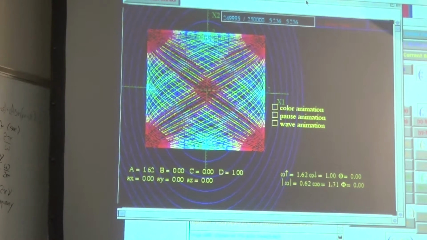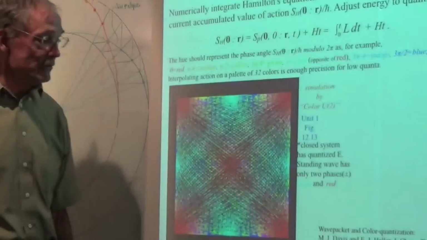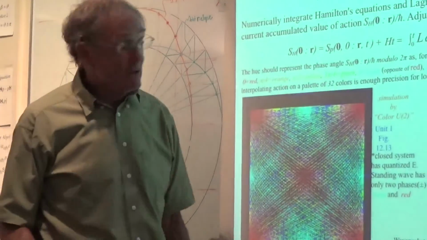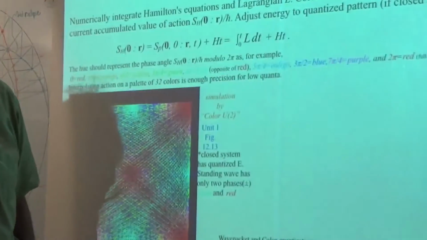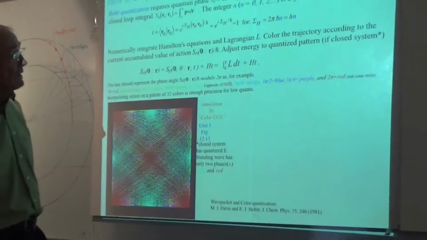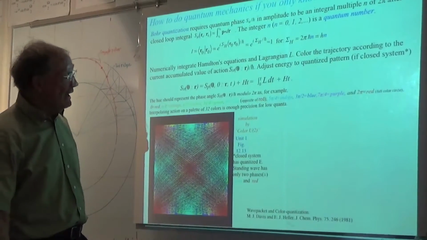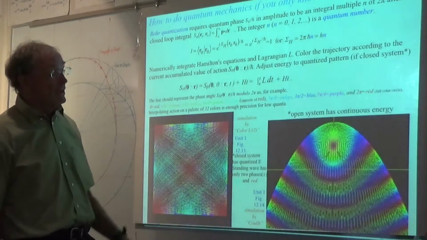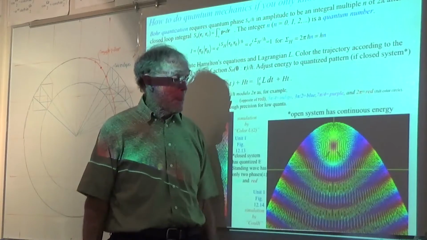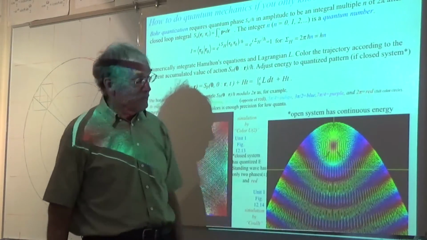So this is a case of a closed system that has quantized the energy, and there are only two phases, plus and minus, for cyan and red. So we're assigning various values of the Lagrangian, that is the phase associated with the Lagrangian, to colors, and then making sure that we don't just get gray, because that would not be a quantum state. Now if it's an open system like our fountain, then you see all the colors, and you see the wave fronts associated with its motion.